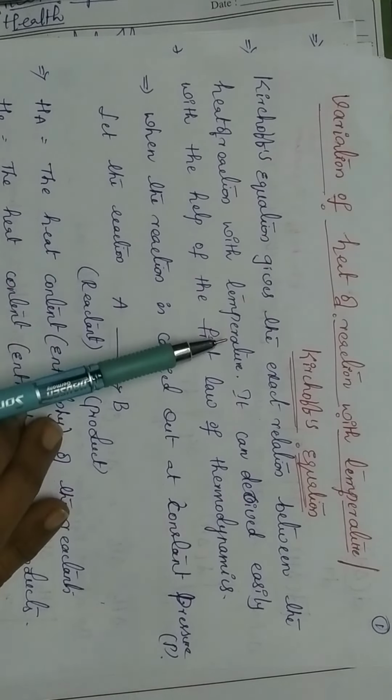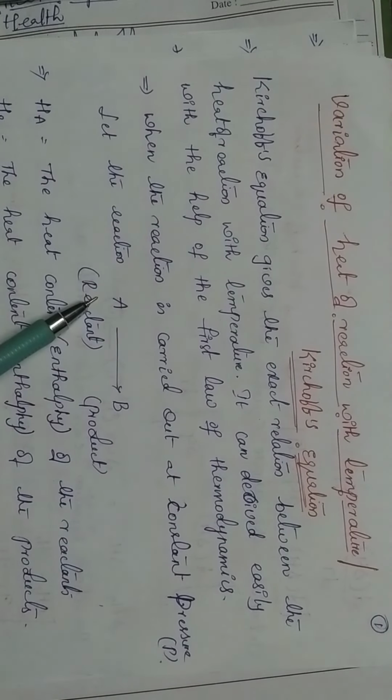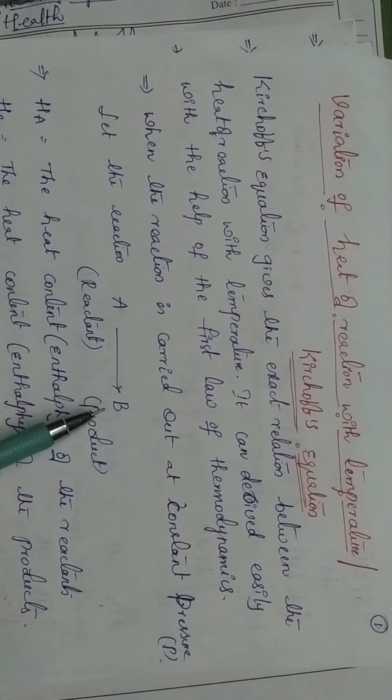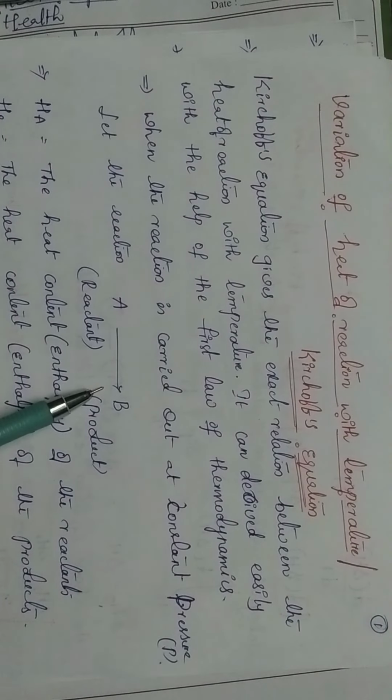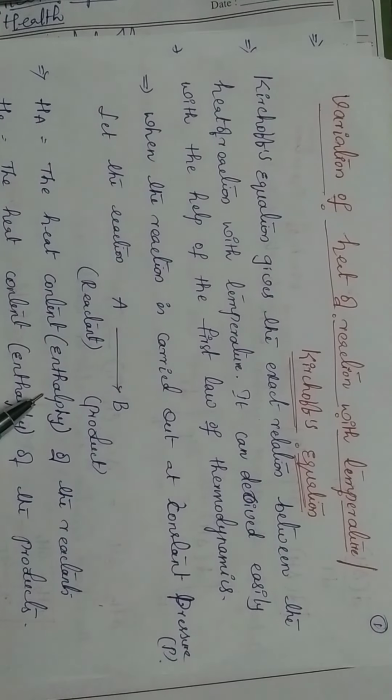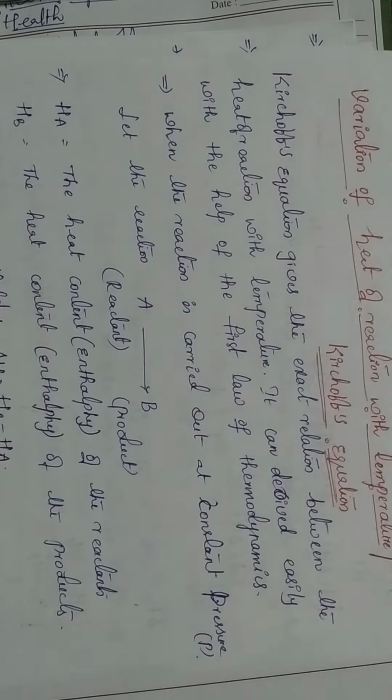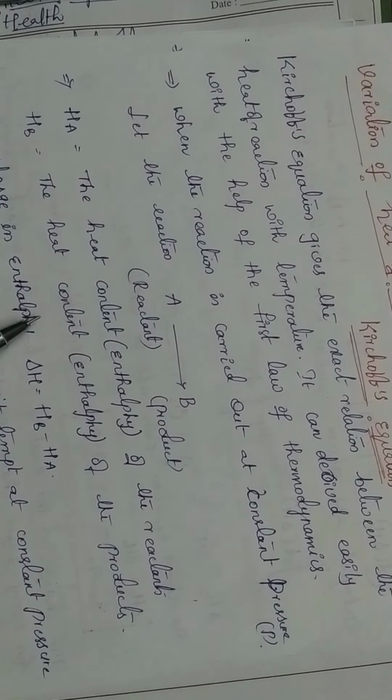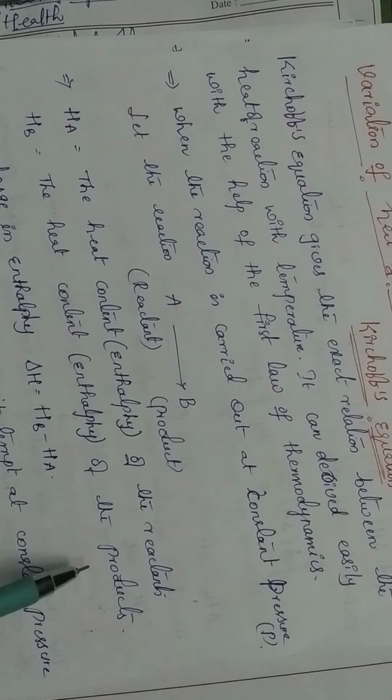The total reaction is carried out at constant pressure. So imagine that A is the reactant, and it is converting into B, that is our product. So let the reaction A gives rise to B. This reaction is carried out at constant temperature. So HA is nothing but the heat content of the reactant, or we can say the enthalpy of the reactant A. Next, HB is nothing but the heat content or enthalpy of the products.